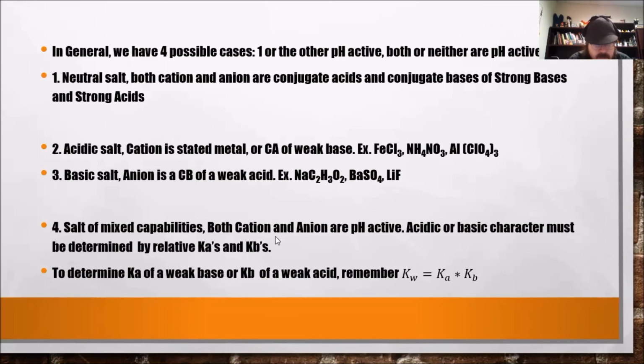Now, we will probably not do the fourth type, the salt with mixed capabilities, where the cation is acidic and the anion is basic, because then you have to look at the size of the Kas. So that's a pain, and no one wants to have to deal with that. But you could hypothetically deal with that. If I said iron acetate, you'd look at what is the acidic strength of iron, what is the basic strength of acetate, and say which one is stronger. We're not going to. We're going to save ourselves the headache.